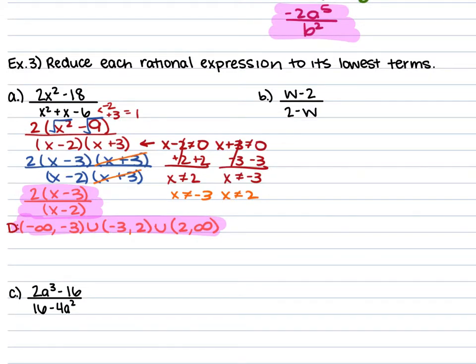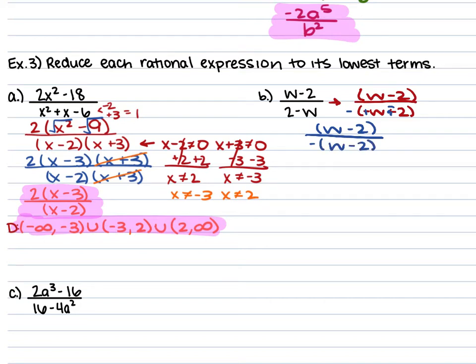In example B, we have w minus 2 over 2 minus w. You see your denominator is 2 minus w. If we rearrange the terms here, this is giving us w minus 2 over negative w plus 2. Your denominator has opposite signs than your numerator. So if we factor out a negative, our numerator and our denominator are going to be the same. So we're going to have w minus 2 over a negative times w minus 2.